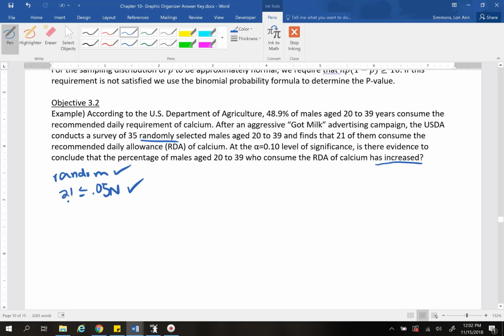Sample size was, this should be 35. Sample size is 35. P sub 0 is 0.489. Take that again from 1. You should get 8.7. That is less than 10. So that means you need to use the binomial probability formula.